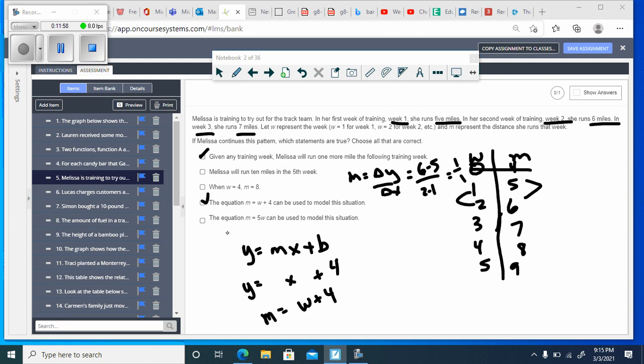M is equal to W plus 5 can be used? Nope. Oh, wait, we didn't put in when W was 4 is equal to 8. We knew that one was right.